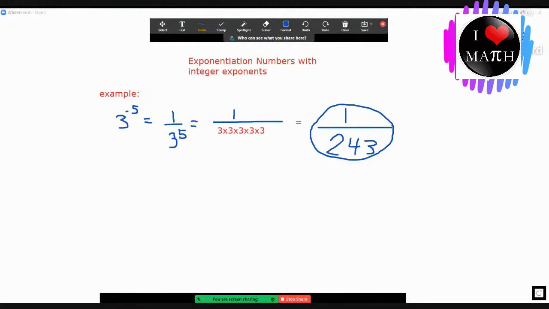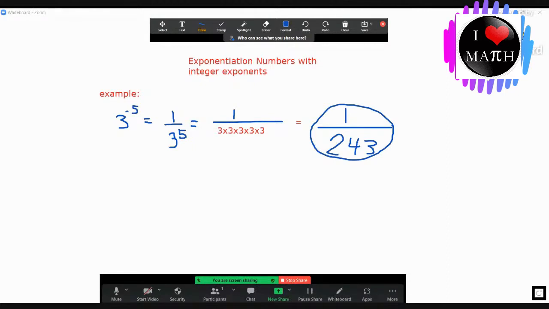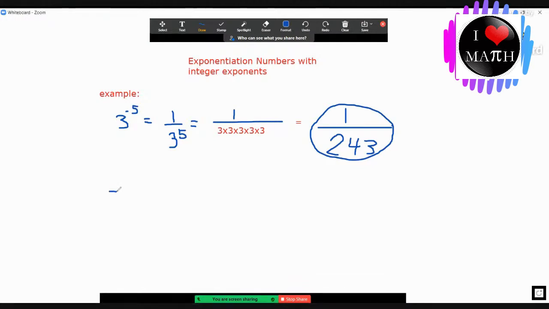All right. So let's take another example. What if you have negative 2 to the power of negative 4? Since you have a negative power, you have to put it down, make it a fraction to make the power positive, and there you will get 1 over negative 2 to the power of 4.